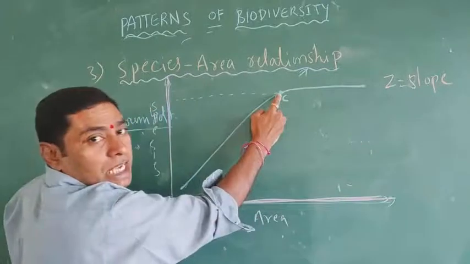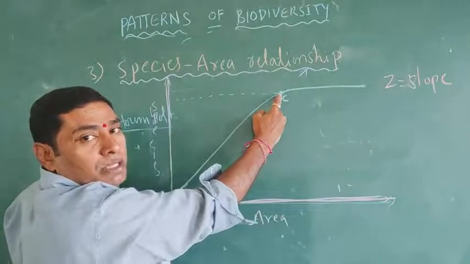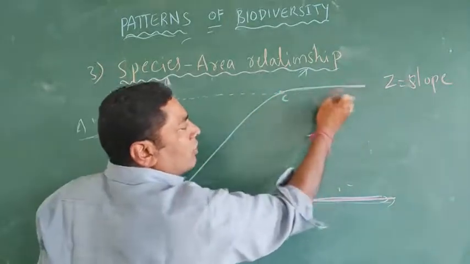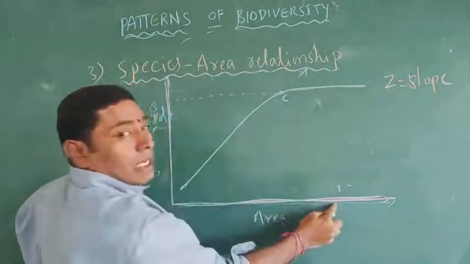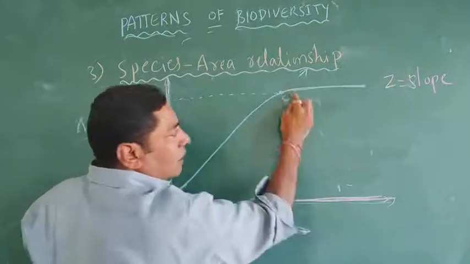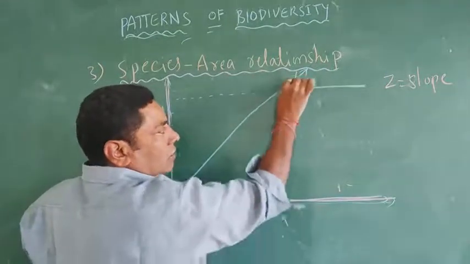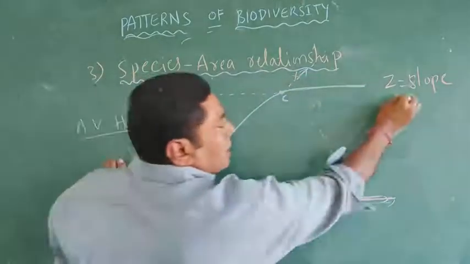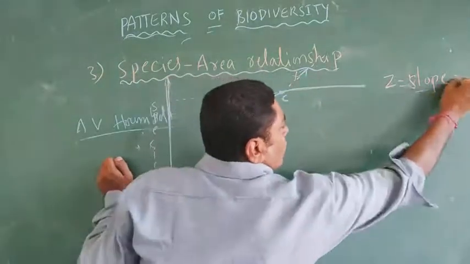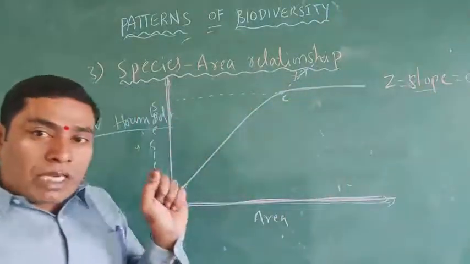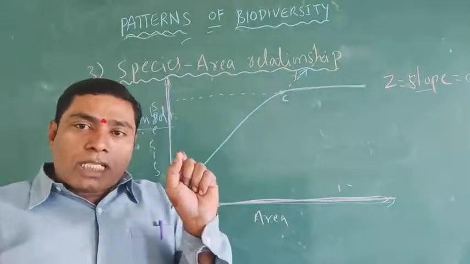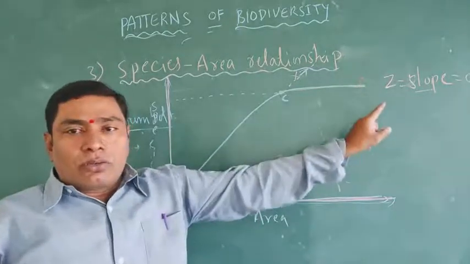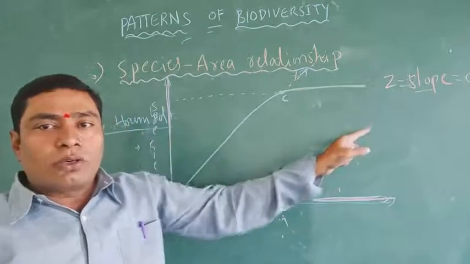So after the maximum level or the limit of speciation, the slope is 0. It is parallel to the area. When the area increases, the species cannot increase. So not like this, they increase in parallel. It means the z is equal to 0. The slope is equal to 0 up to a maximum speciation, or the z value is equal to 0.